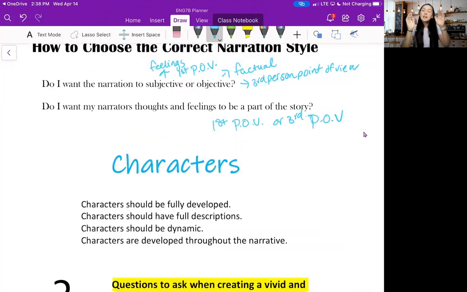All right, now let's talk about your characters. You want your characters to be fully developed. You want them to have full descriptions. You want them to be full characters. So think about their personality. What do they look like? How do they act?